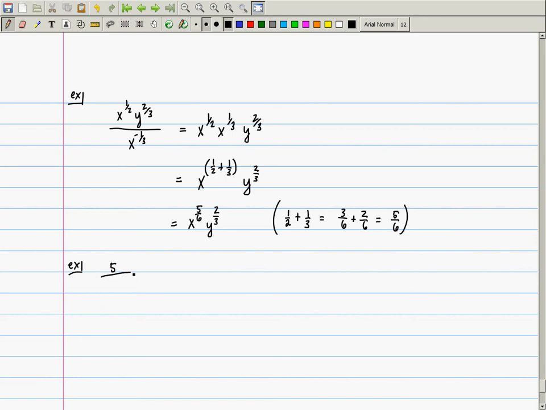5 over the square root of 3x to the 5th. Okay, I want you to simplify this. So simplify. I want you to rationalize the denominator. And I want you to only use positive exponents or radicals.